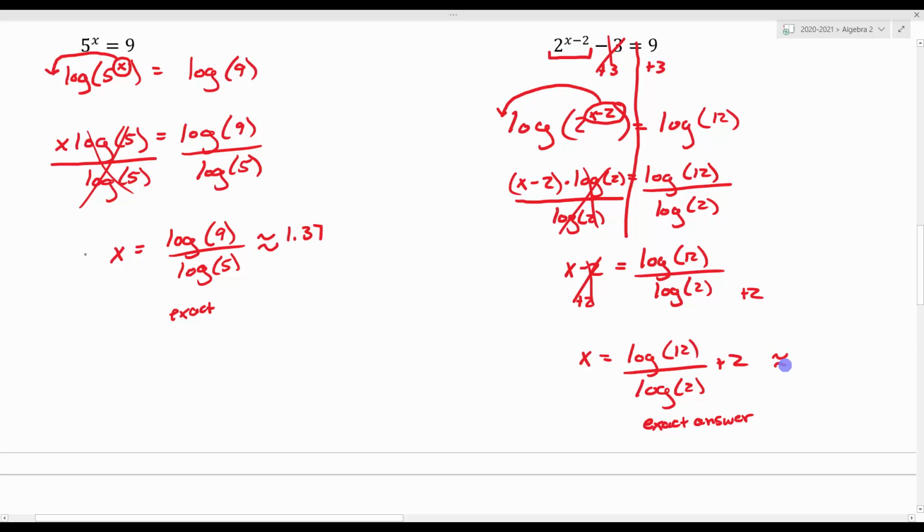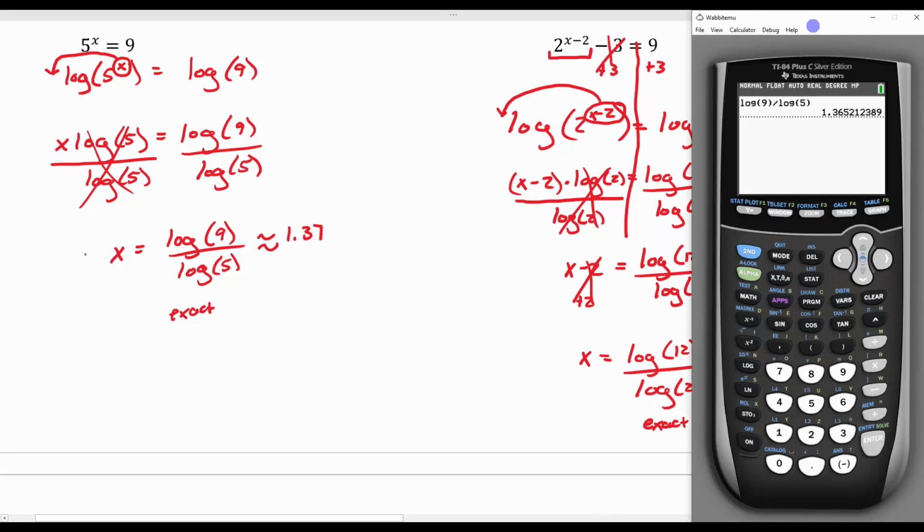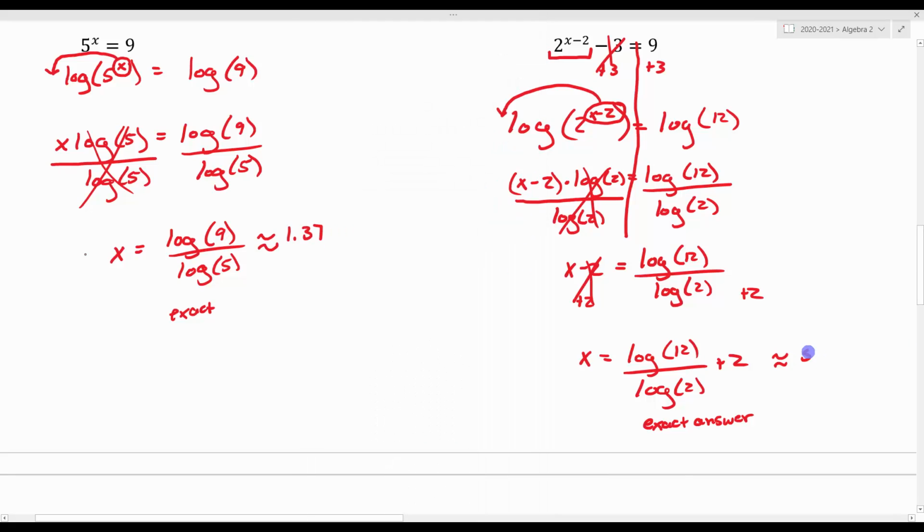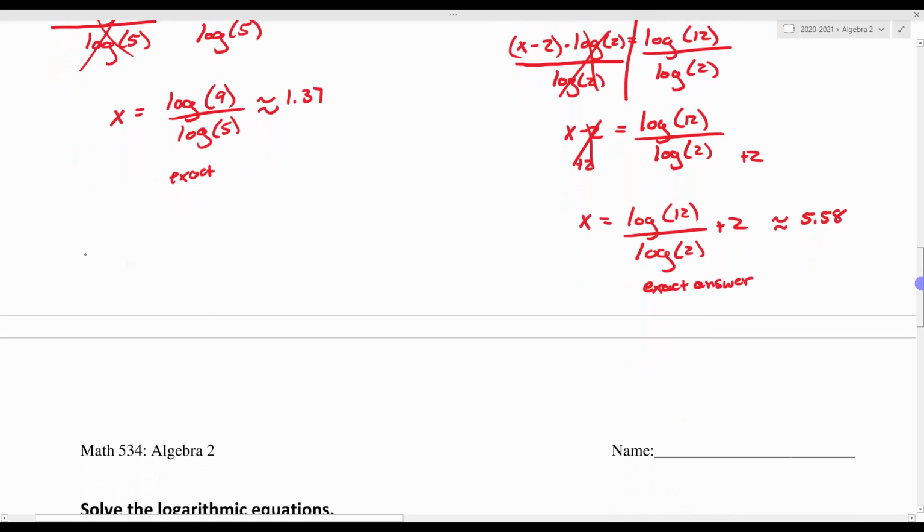And then we're going to go to our calculator to get an approximate. Again, I used the base 10 log, so that's real nice. It allows me to use that button on the front of the calculator. So I'm going to say log 12 divided by log 2. From there, I can hit enter and then just do my plus 2 afterwards. So I get 5.58. And there we go. So exact answer, approximate answer. All right, let's keep going.